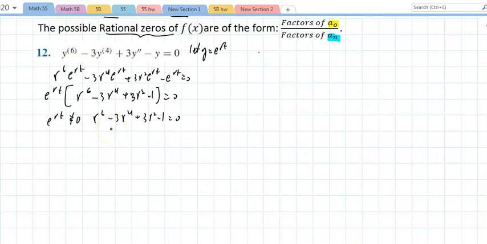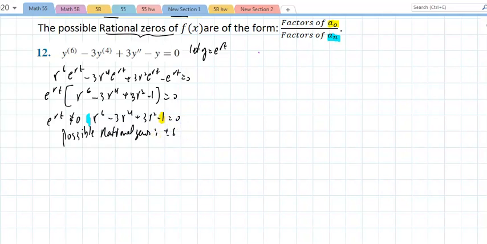Factoring doesn't work. But what's the good news? If I take the constant, which is 1, and the leading coefficient, which is 1, the only possible rational zeros for this problem would be plus or minus 1. That's it.